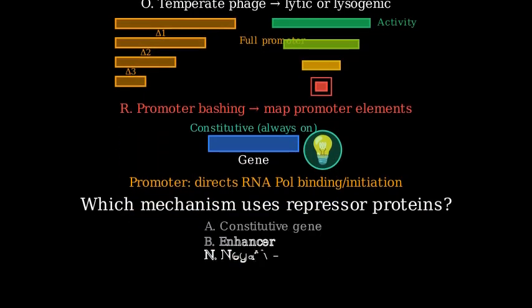Final check: which mechanism utilizes repressor proteins to inhibit transcription? The answer is N negative control. A repressor binds an operator or silencer to block initiation.